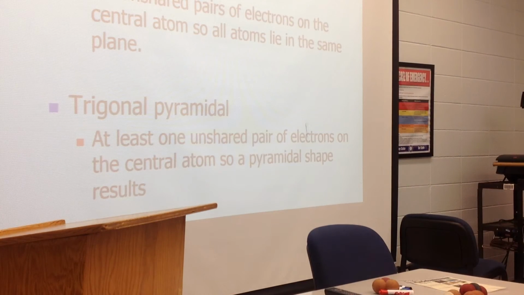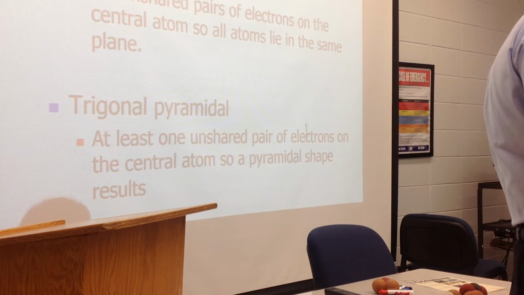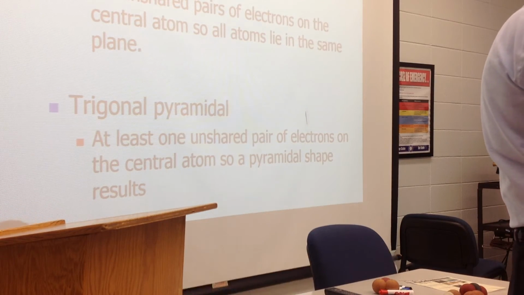All right, we have a central atom. We have the other three bonded onto it. They're all in the same plane. If I lay this down on the desk, every one of those atomic nuclei are in the same plane. They're all at the same level. All right? Trigonal.